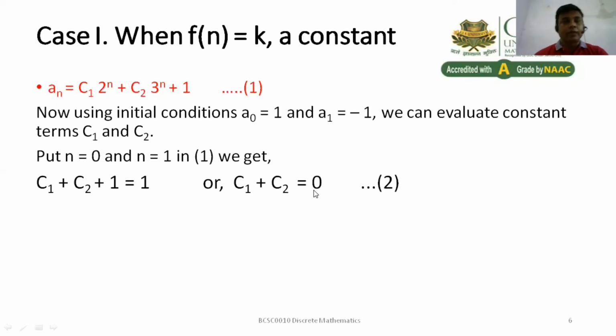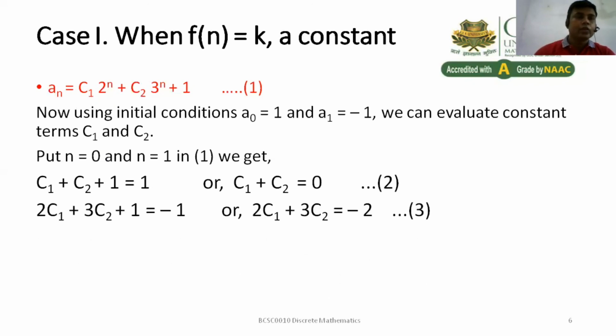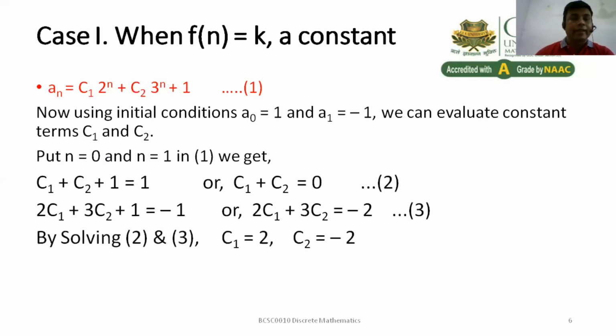So therefore we have got c1 plus c2 equals to 0. Suppose this is your equation 2. In the same way, if we put n equals to 1 in equation 1, you will get 2 to power 1 c1 plus 3 to power 1 c2 plus 1 equals to a1, that is -1. So therefore we have got 2c1 plus 3c2 equals to minus 2. Now we can solve these equations 2 and 3 having two unknowns c1 and c2, and we can evaluate c1 equals to 2 and c2 equals to minus 2.